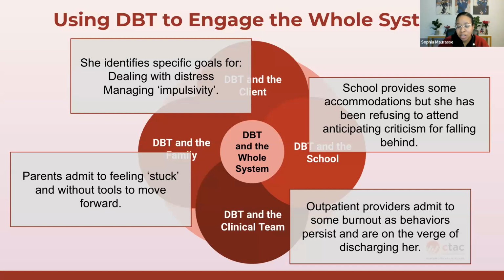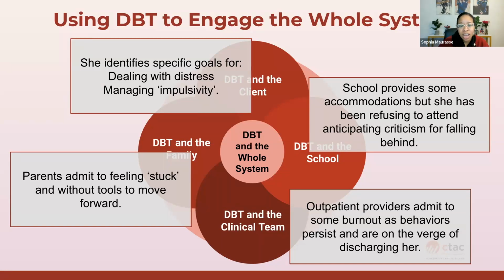The outpatient team, in recognizing that they were essentially in a loop where she would do okay, but then end up with multiple hospitalizations, worried about her safety, and even thought about discharging her from their care. The parents, on the other hand, felt quite stuck because they had a lot of insight into what was happening, but they really felt like they didn't have the tools to move forward.